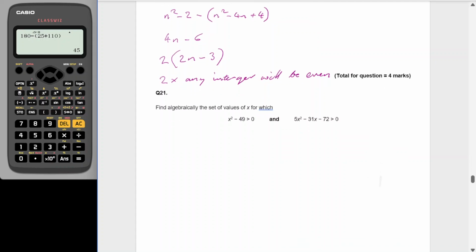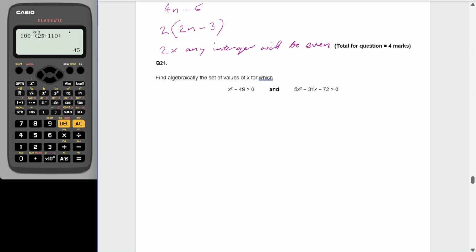Right. Find algebraically the set of values for x for which. Okay, so I'm going to have to factorize both these parts. I'm hoping this one factorizes. It looks quite nasty. So the first one is a difference of 2 squares, so it would be x plus 7 times by x minus 7 is greater than 0. So that gives me the two values of x. To make this true, let me do the inequalities in a second. x would need to be equal to minus 7 or x is equal to plus 7.